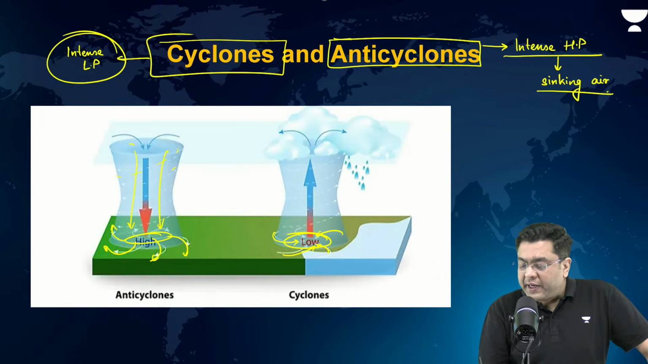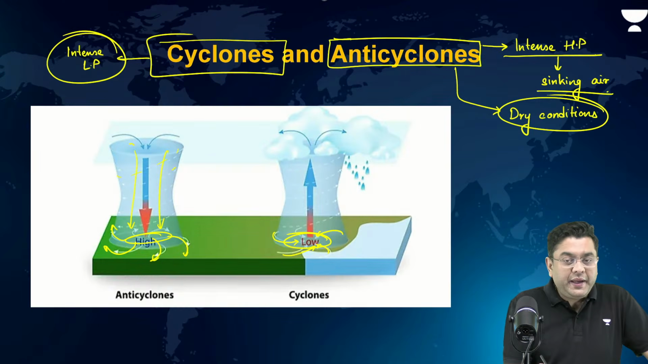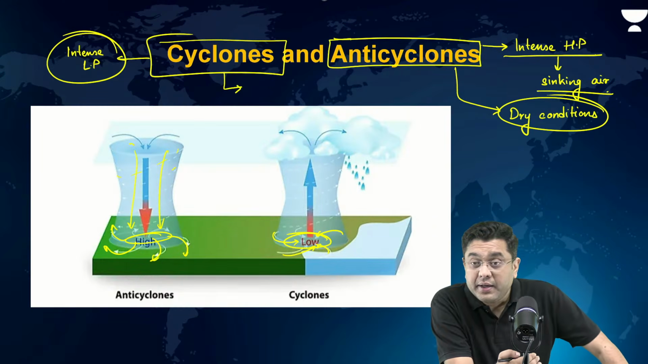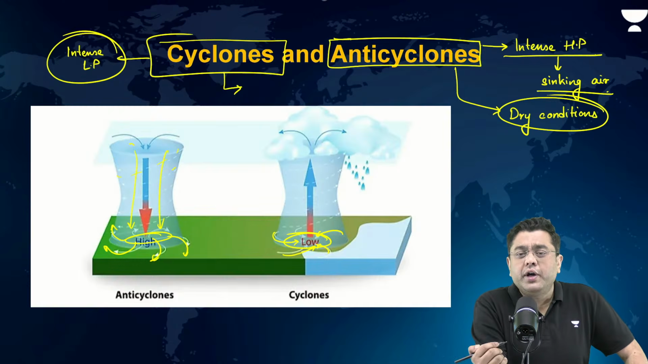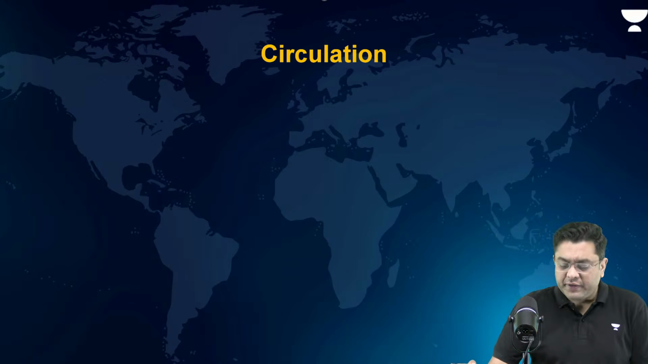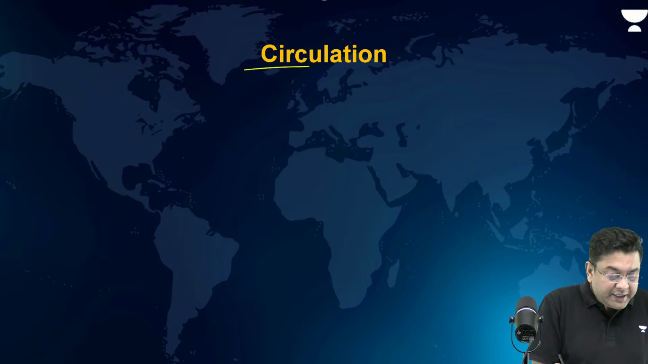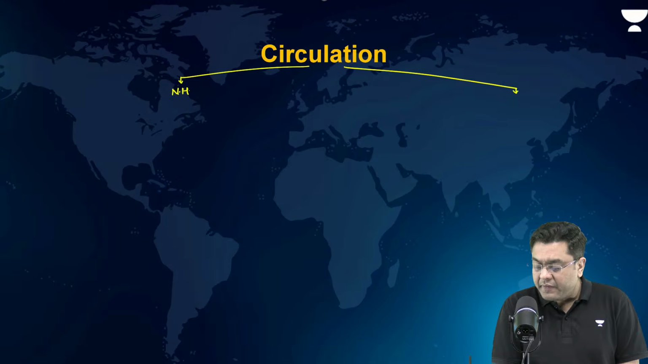So anticyclones are considered to be having dry conditions, no cloud formation. And this is supposed to be extremely disturbing weather with heavy rainfall, dense cloud, thunderstorms, lightning, everything is associated with this. Okay? But then when we talk about the cyclonic circulation and anticyclonic circulation, it is different in the case of the northern hemisphere. It is different in the case of the southern hemisphere.